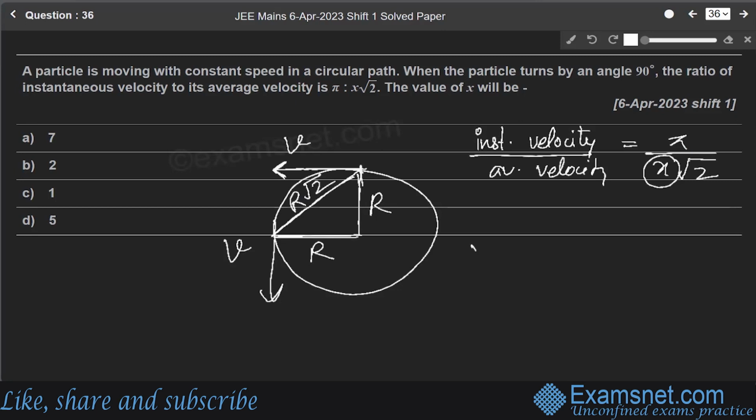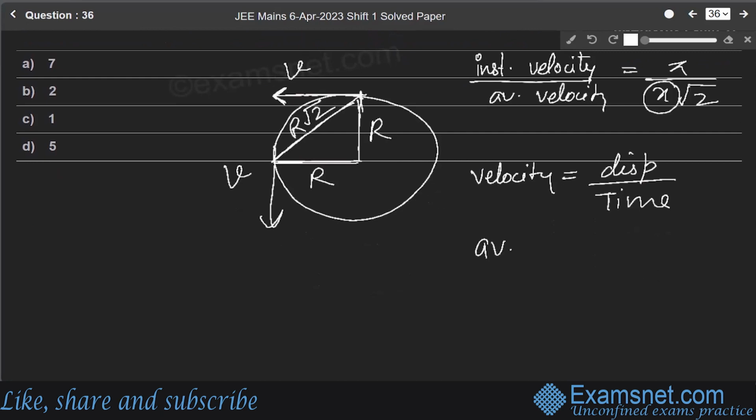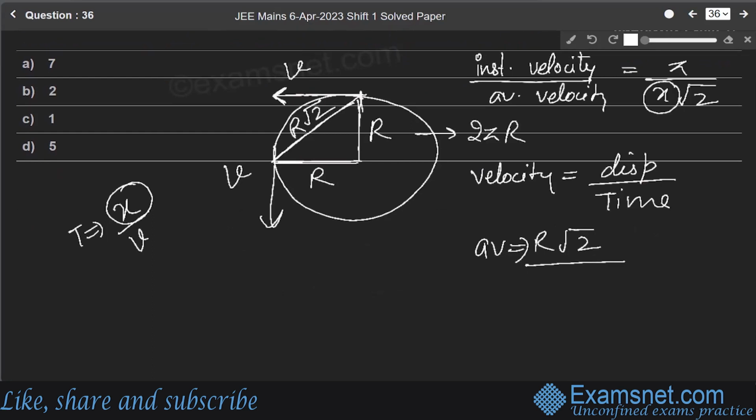Okay. So we know that velocity is equal to displacement over time. So this average velocity will become displacement r root 2 over time. We have to find time. Since time will be equal to distance over v, where the distance is the arc: the circumference of this circle is 2 pi r and it is a quarter of that circumference. So this t will be equal to pi r by 2 over velocity. We are taking velocity as v. So we can write time as pi r by 2 over v.